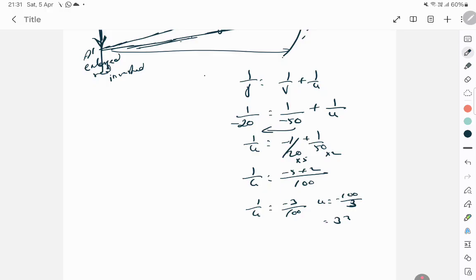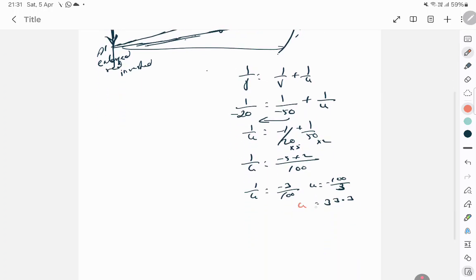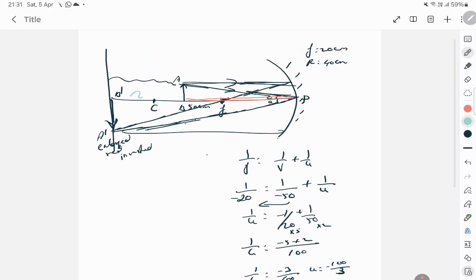And then again 3 3s are 9, 3 3s are 9, 10 3 3s are 9, and 33.3 or something like that. So that is the distance of the object, which is the object distance from the pole. That is the object distance, and u is 33.3, say approximately. The distance from the wall is what they're asking.